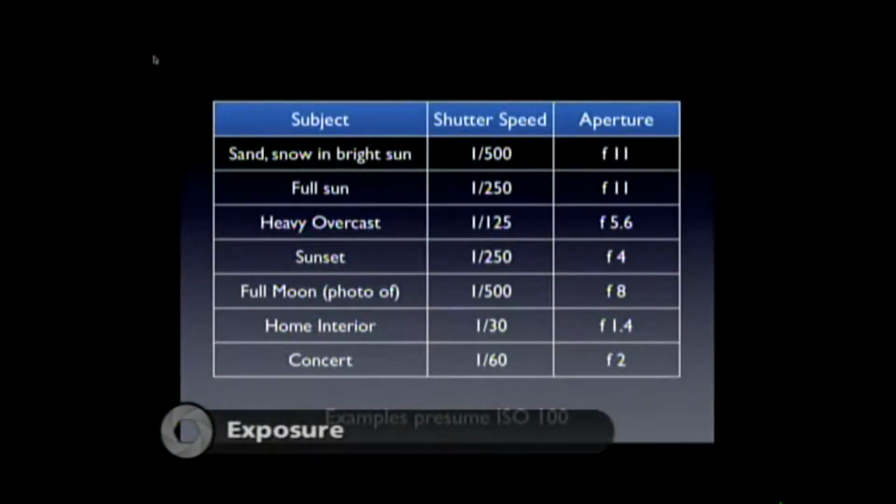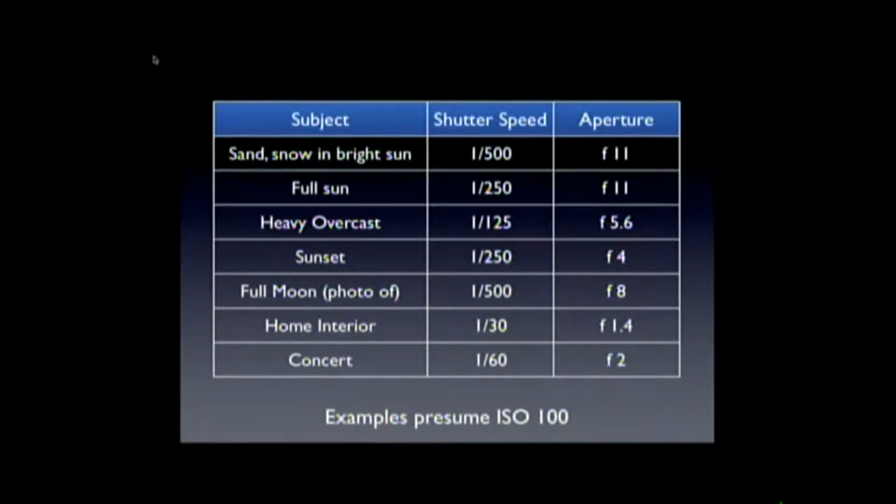Now, for that kind of thing, we have to go to a little chart. If you look at the chart that we have coming up right now, you'll see that every picture you take requires a different setting. For example, if you're taking a picture of sand, snow, or anything in really bright sun with a lot of reflected light, the concept is you want to let less light into your camera so it's not really bright.